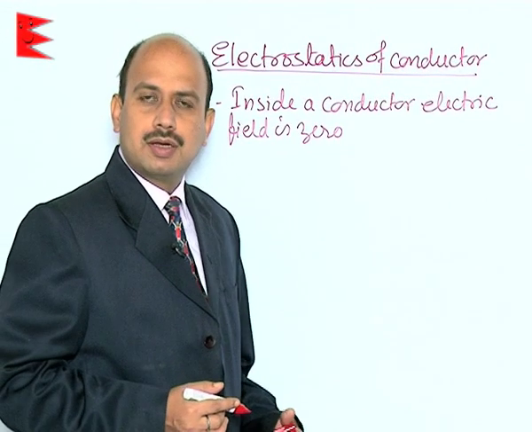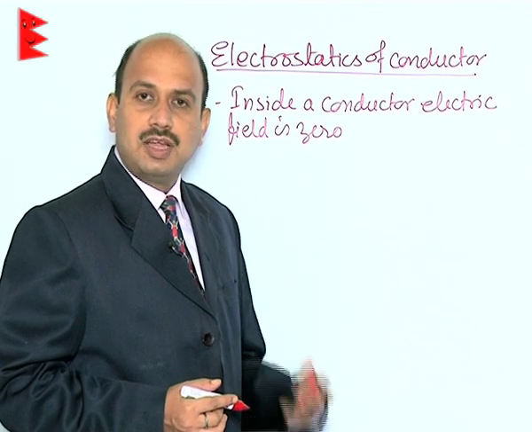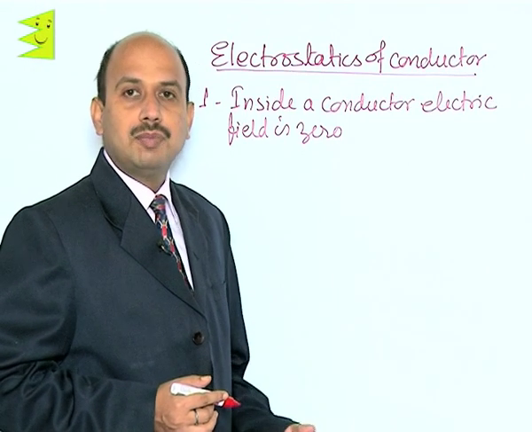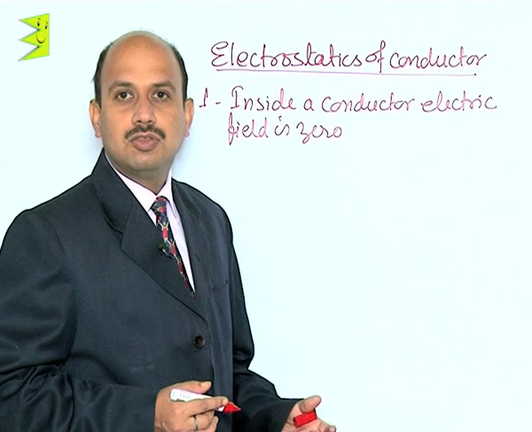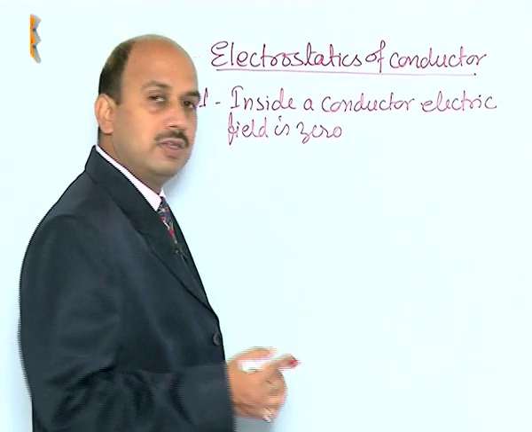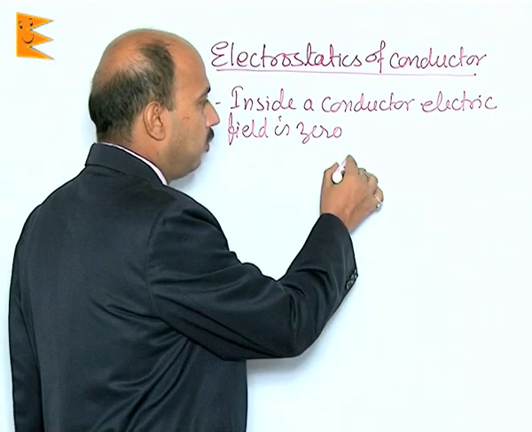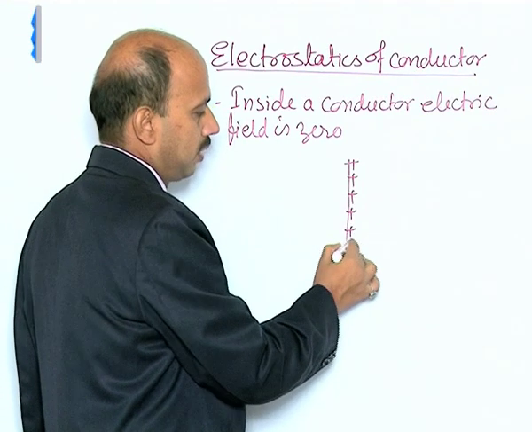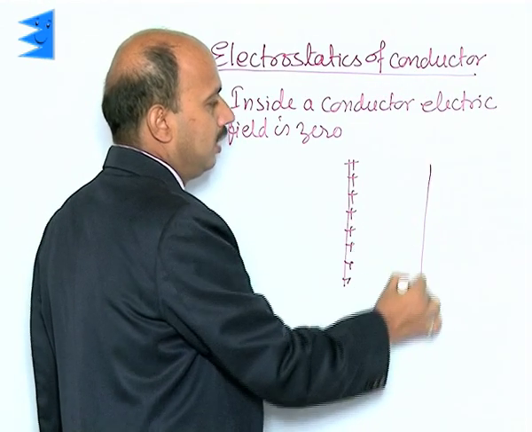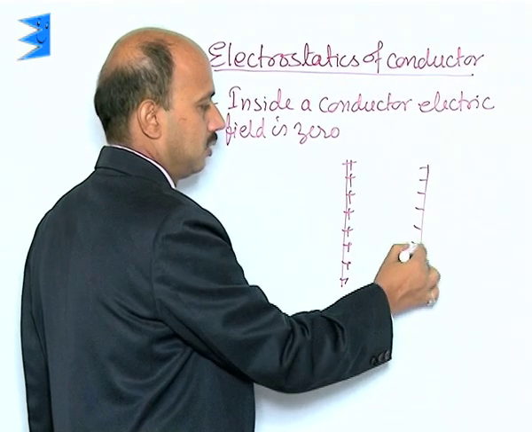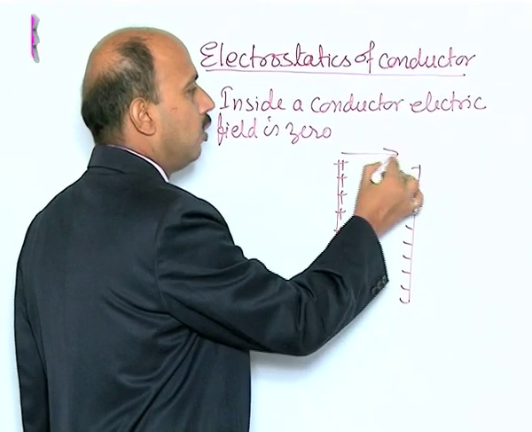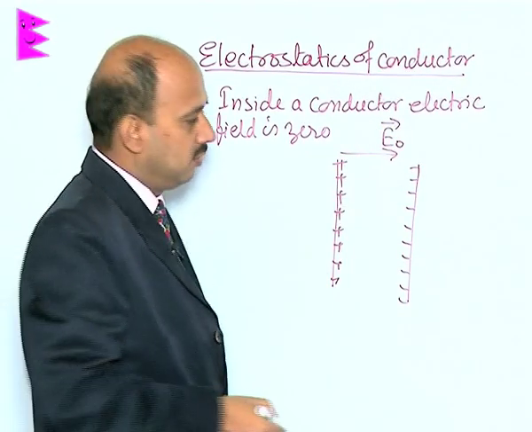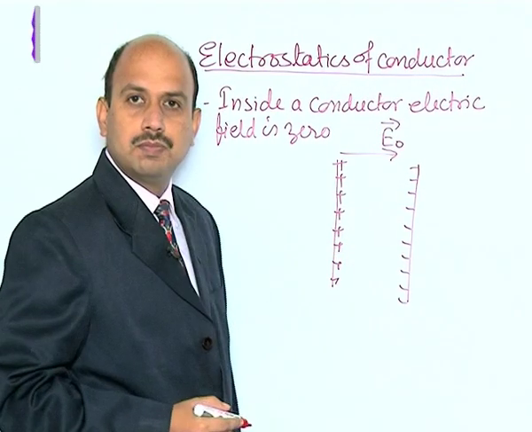Suppose you have got any conductor and that is in a static situation, there is no current inside or outside it, that means electric field inside it is 0. You can also understand it this way. Suppose this is the positive plate and now there is a negative plate. So the direction of electric field between these two plates is E naught, inside it, that is vacuum.